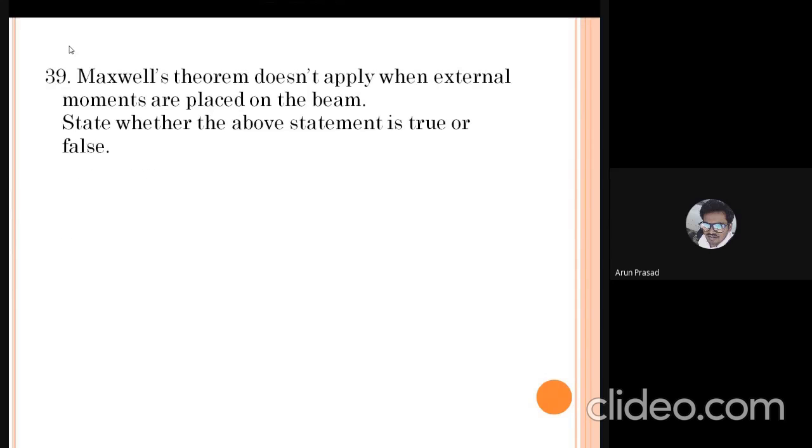So next question, Maxwell theorem doesn't apply when external moments are placed on the beam. State whether the above statement is true or false. So whether we have to say the statement is true or false, that is, in Maxwell theorem, when we are applying an external moment, the Maxwell theorem won't apply. That condition will be satisfied. Whether the statement is true or false, we need to find. So it doesn't hold like this statement. It can be applied even when the external force is not applied.